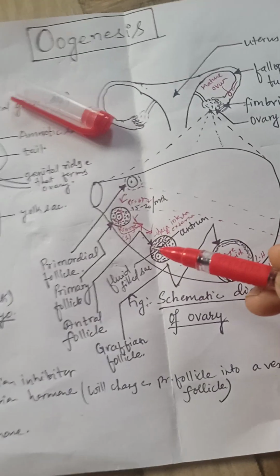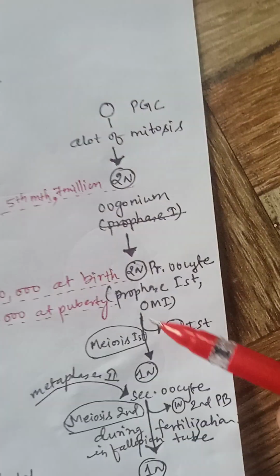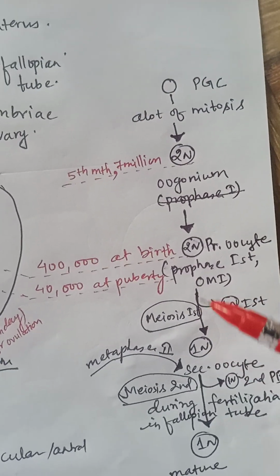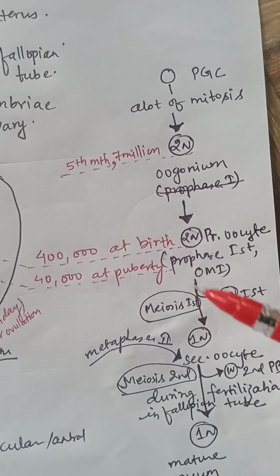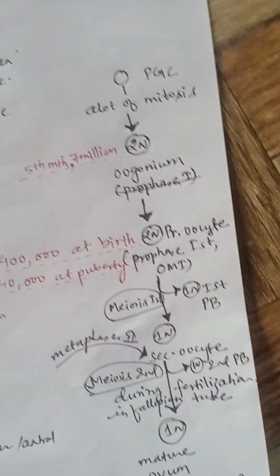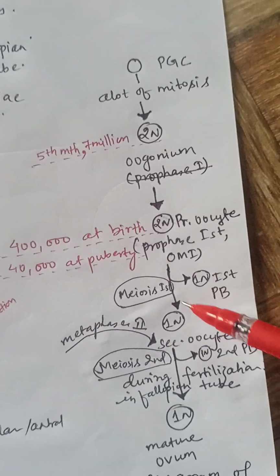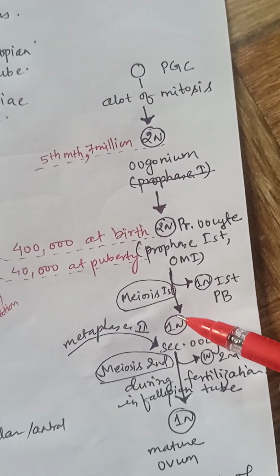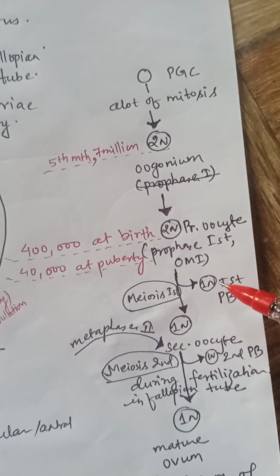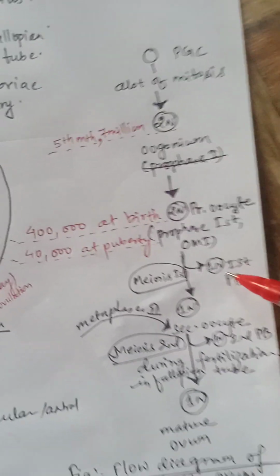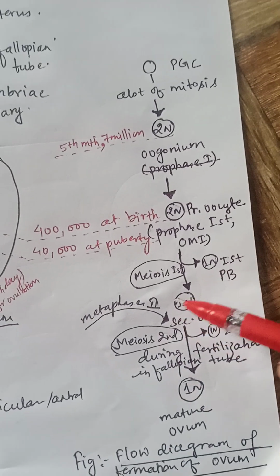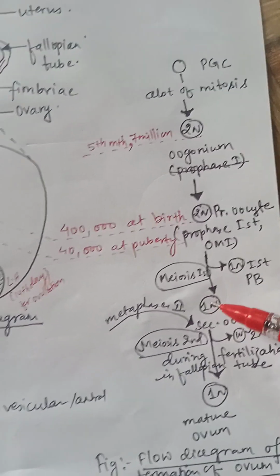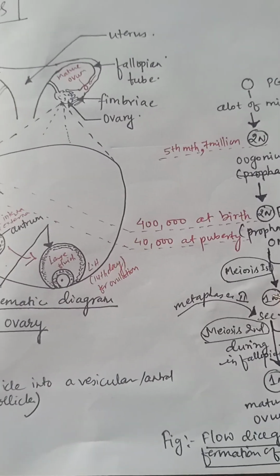So let's see this in the chart right here. We had the primary oocyte. It underwent meiosis first division, and then there is the formation of secondary oocyte with the first polar body. The first polar body undergoes autolysis. Now this secondary oocyte will also undergo a great change. Let us see what the changes are.